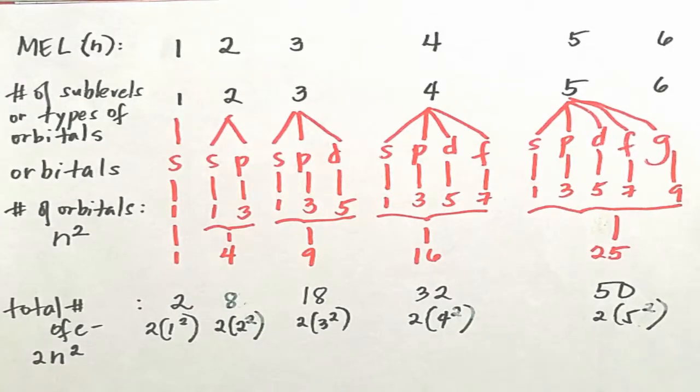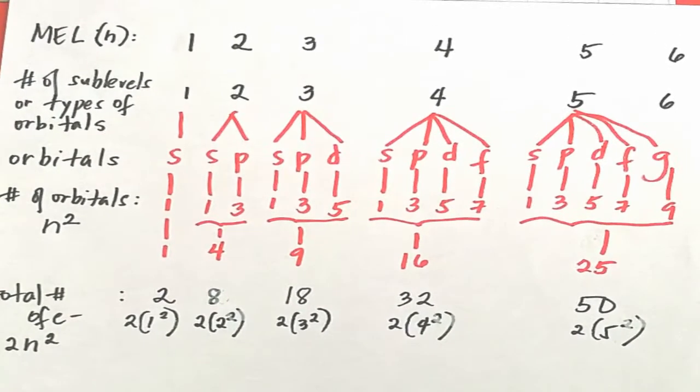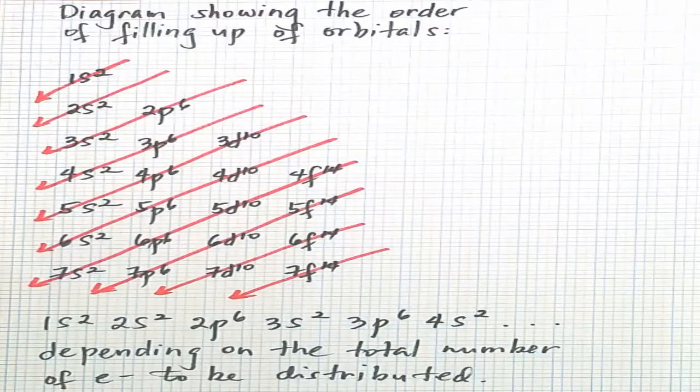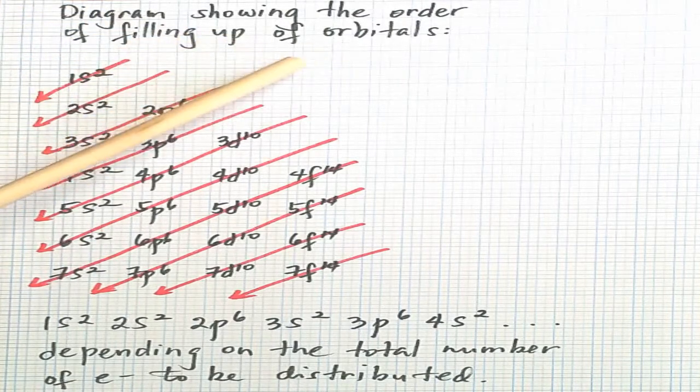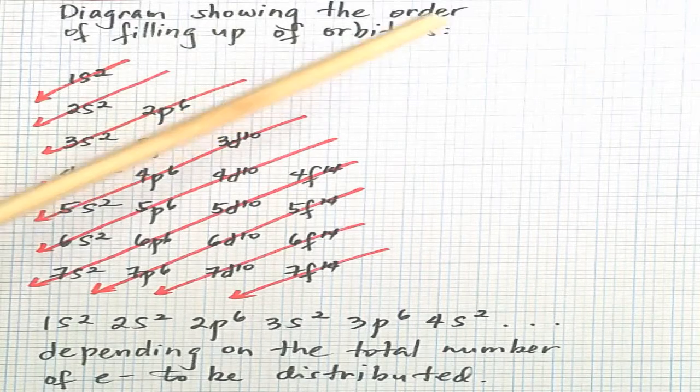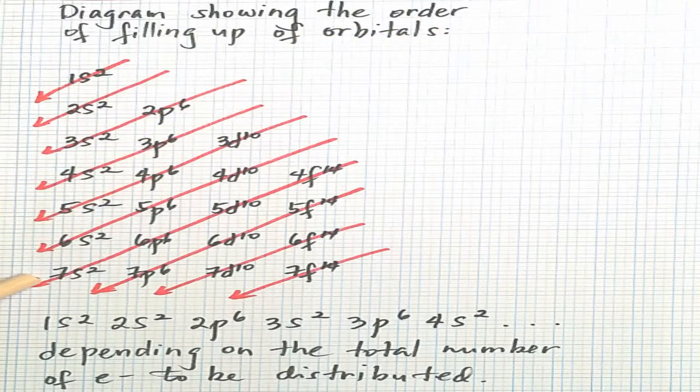Now, it will be difficult for us to distribute electrons following this pattern because it is very difficult to remember. So the chemists came up with a device like this, which will help us in determining the order of filling up of orbitals. So we follow the down arrow.